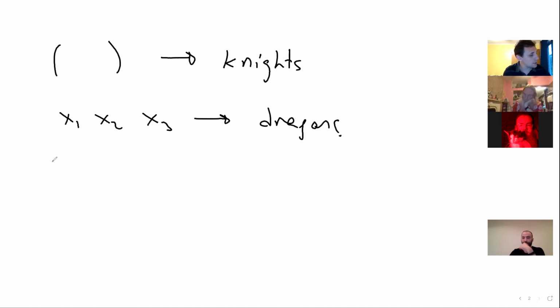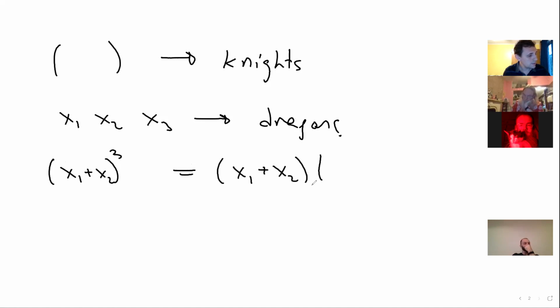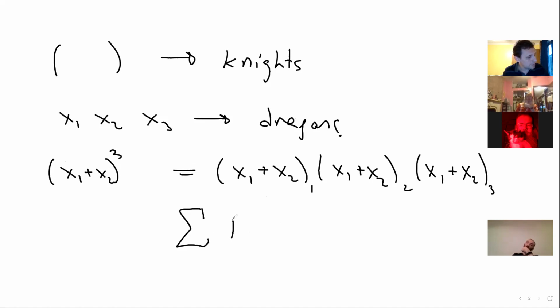Look at it, guys. What happens when I expand the parentheses (x1 + x2)^3? This is x1 plus x2, first parenthesis, x1 plus x2, second parenthesis, x1 plus x2, third parenthesis. Now, when I have this summation, I then have, in this case, 3 boxes. This is for the first parenthesis, second parenthesis, and third parenthesis.